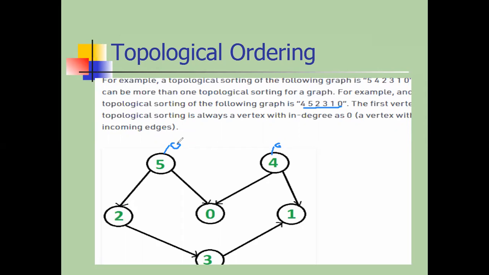That's why the first vertex in topological sorting is always a vertex with in-degree 0, meaning there should be no vertex before it. The order should be maintained: 4, then 5, after that 2, then 3, then 1 and then 0. So this direction matters a lot in topological ordering. I hope you're clear now. So this is actually a DAG.